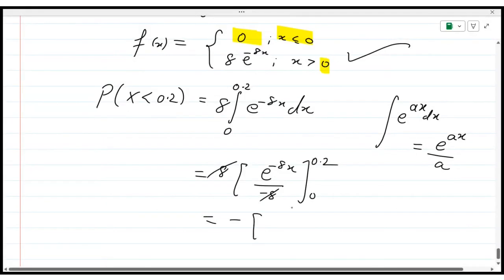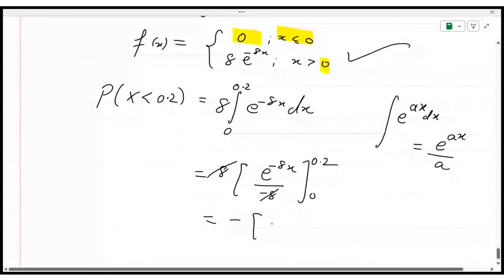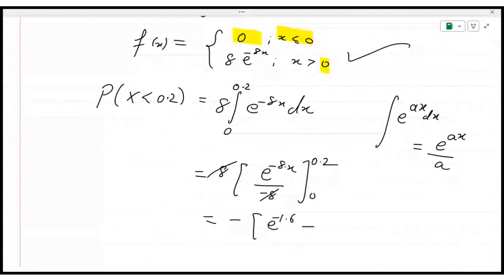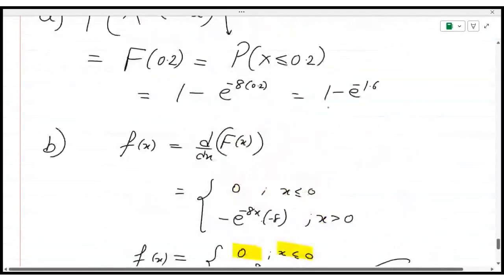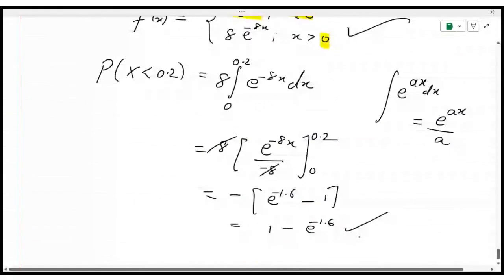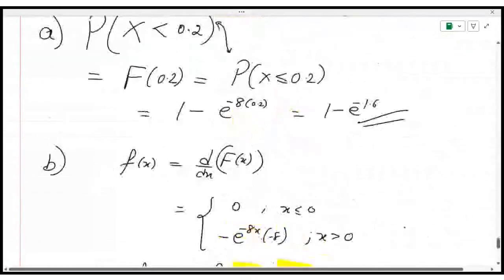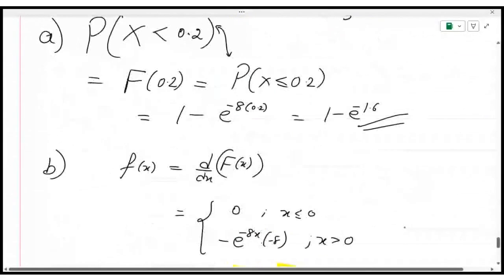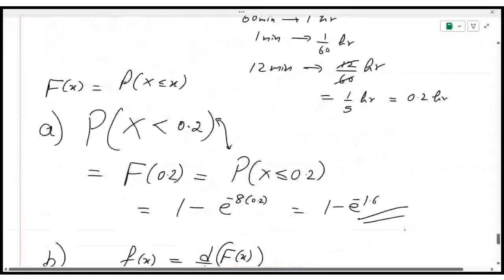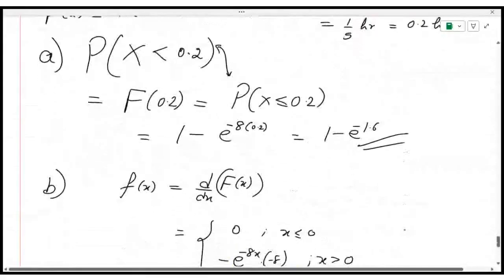First put the upper limit. If you put the upper limit, you will get e power minus 1.6. Then put the lower limit, e power 0. E power 0 is 1. So you will get 1 minus e power minus 1.6, which is the same as we got earlier, you can see. Because the same probability we are finding. Only difference is here we are using the PDF, and earlier we were using the CDF. Is there any doubt in this question?